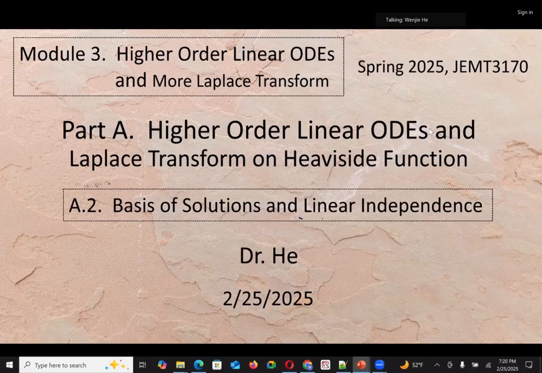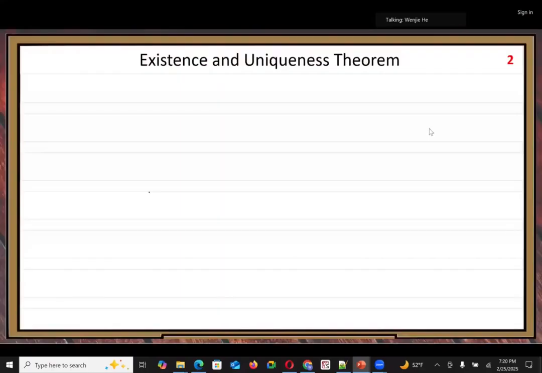8.2, basis of solutions and linear independence. Now we need to generalize that Wronskian concept for the basis of solutions of nth order ODEs. Similar to the one we have for the second order, the existence uniqueness theorem. So it is a straightforward generalization.